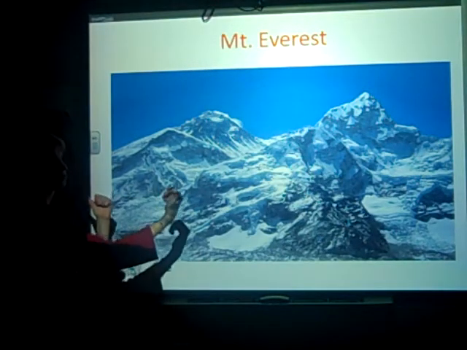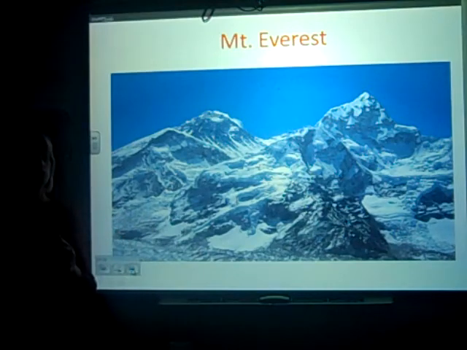In Iceland, the plates are pulling away. That's called a divergent boundary. But now we're at Mount Everest, the tallest peak in the world, about 5 miles high for this peak. Well, what could possibly be going on with the plates there to cause this?